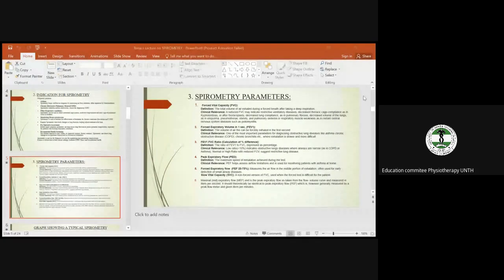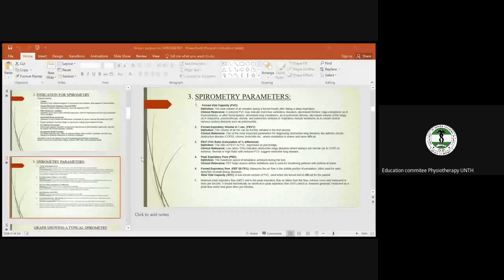Then FEV1/FVC ratio. Definition: the ratio of FEV1 to FVC expressed as a percentage. Then clinical reference: a low ratio, less than 70%, indicates obstructive lung disease, where the airway is narrow, especially in COPD, chronic obstructive diseases, or asthma.